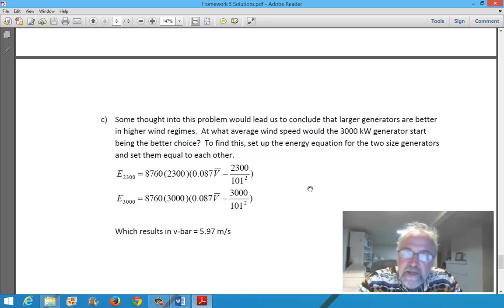Again, find the energy produced from each one of them. Just put in an equation. Keep the V bar as a variable now. That crossover point is the wind speed at which the two generators will produce the same amount of electricity. So you just set them equal to each other and do the math. Pretty easy. Nearly everybody got this right. Just under 6 meters per second is the answer here.